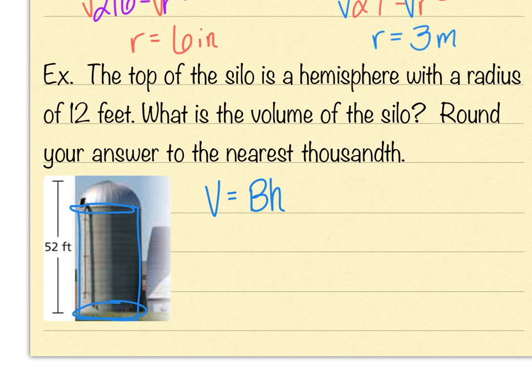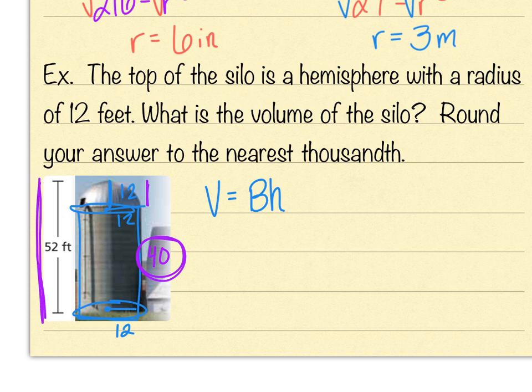Now, if the radius of the top of the silo is 12, then that radius here is also going to be 12. The radius up here is going to be 12, and because the radius on a sphere can touch any point, that actually tells us this distance right here from the center of the circle to the top of the silo is also 12. And we kind of need that because the 52 they give us is not the height of the cylinder part, it's just the height of the entire silo. So if that's 12, we can subtract 52 minus 12, and that's going to give us 40 for the height of just the cylinder part.